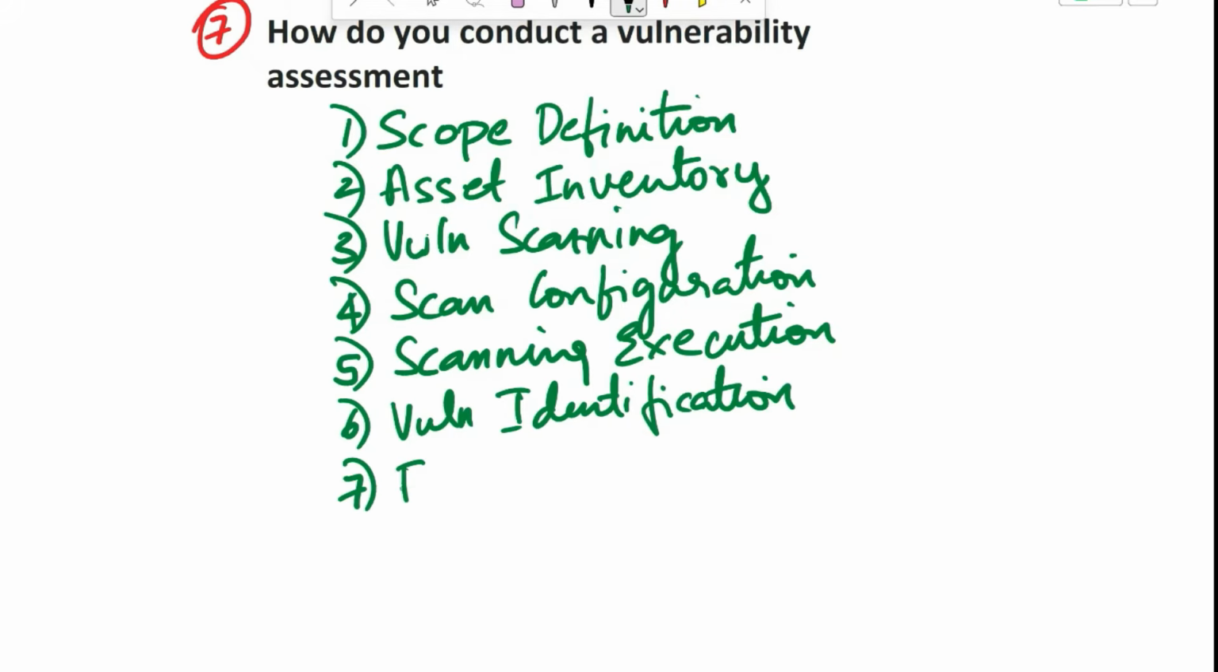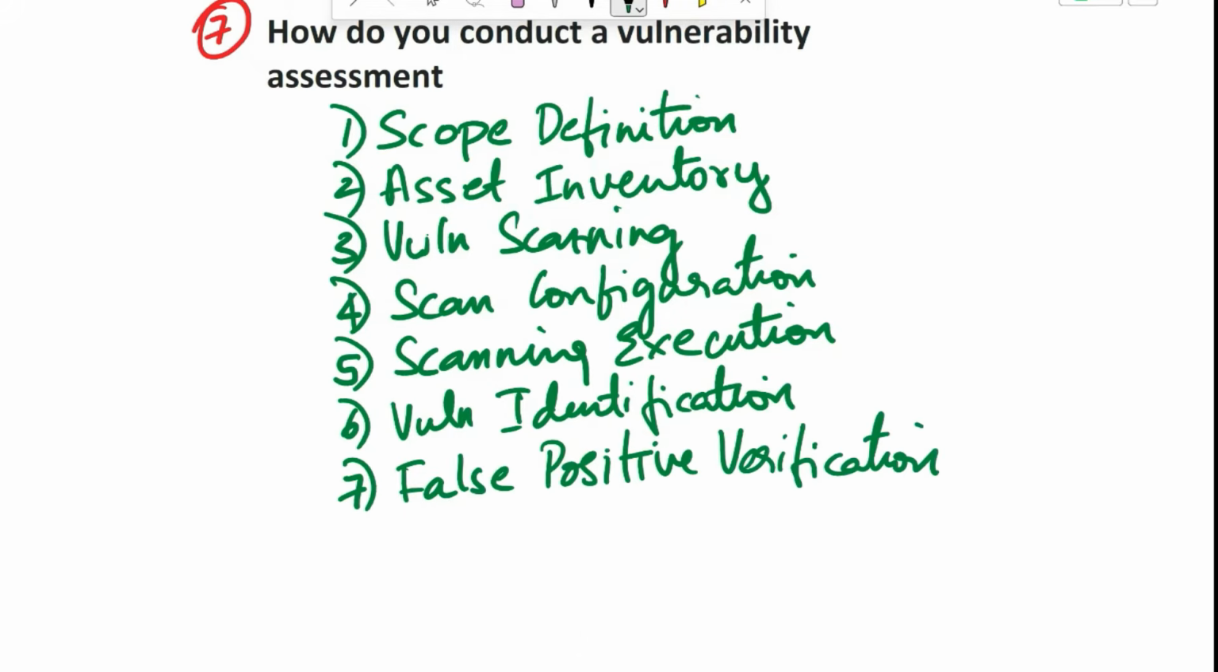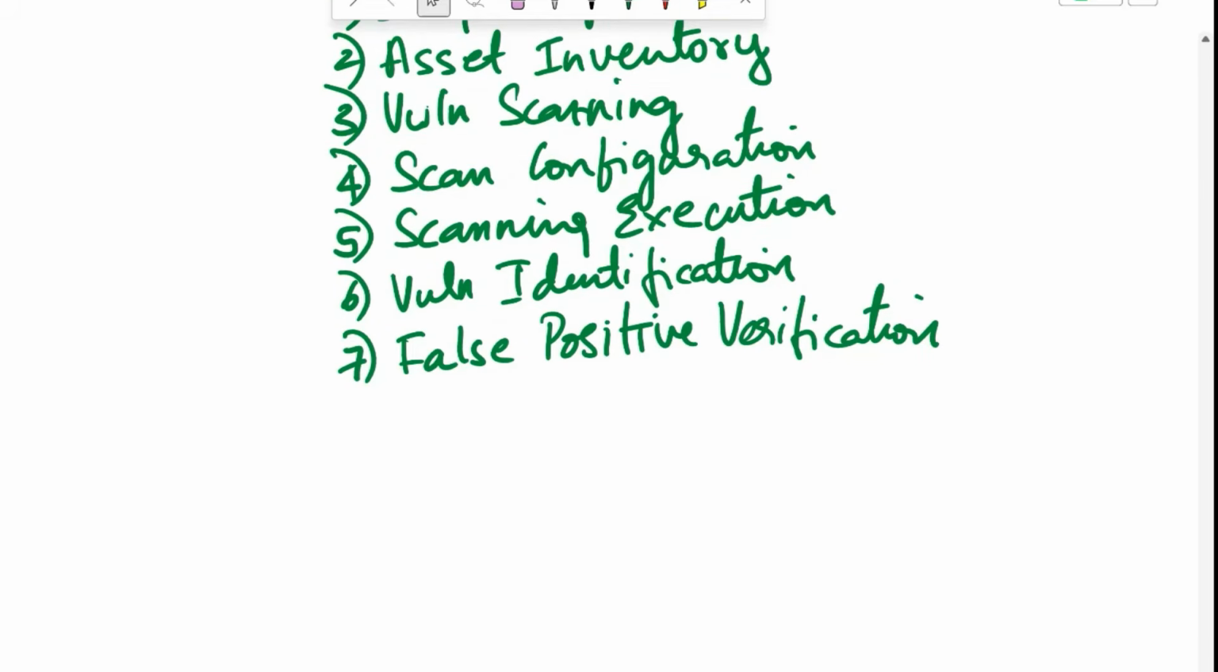Next one is false positive verification. Validate the identified vulnerabilities to eliminate false positives. This involves manually verifying whether the vulnerabilities reported by the scanning tool are indeed present.